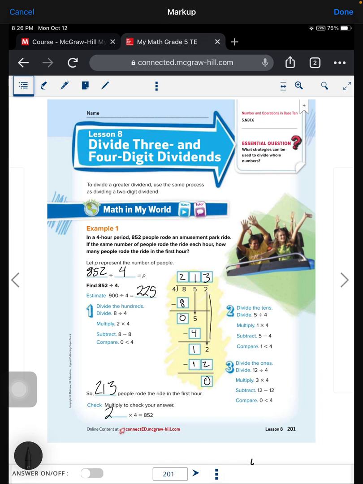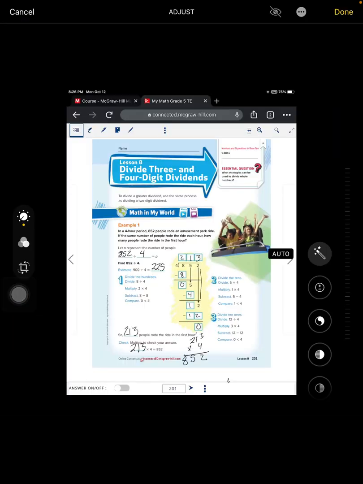We can check by doing 213 times 4. It's easy, so go ahead and see if you can beat me done. And that is our dividend right there. Fabulous, good job. Join me on the next page, please.